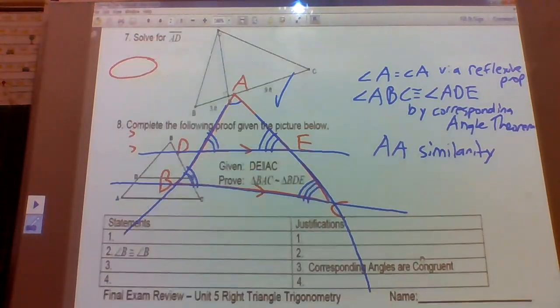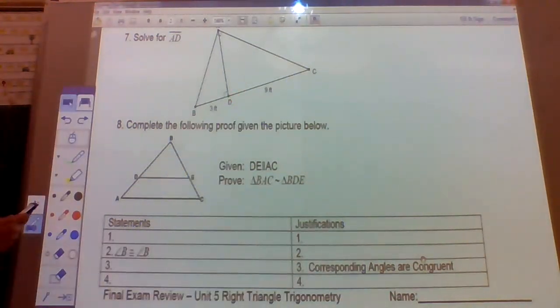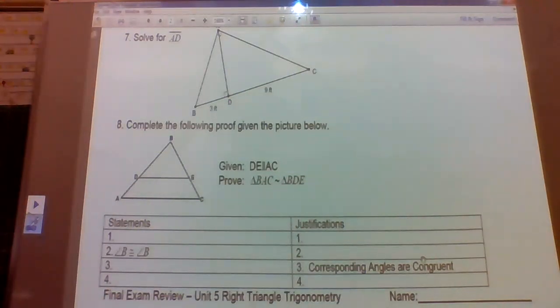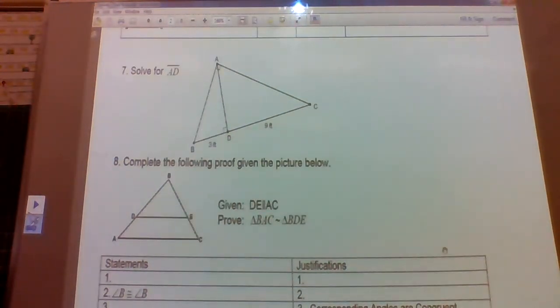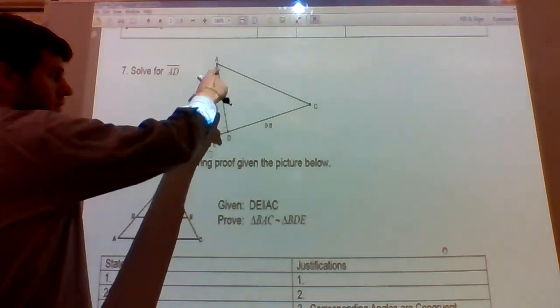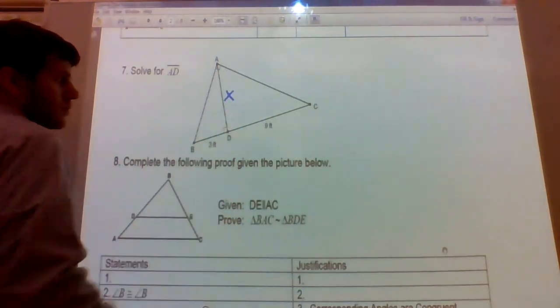All right, 7. Solve for AD. So AD is an altitude. Okay, we have a right triangle. This is an altitude. That's what we're trying to solve for.